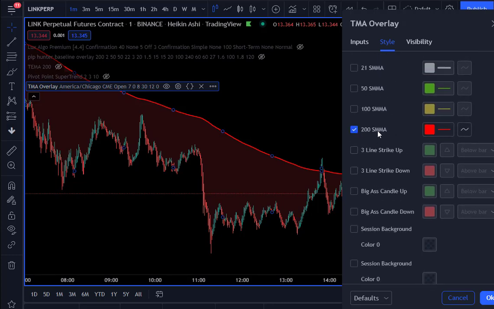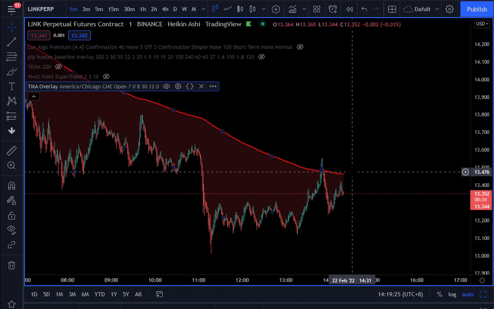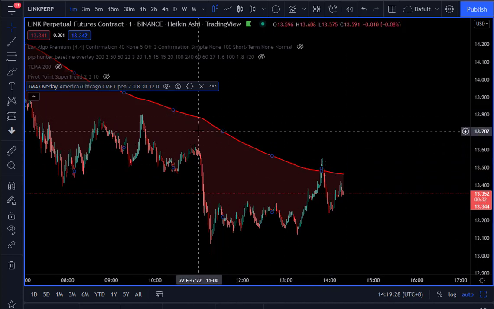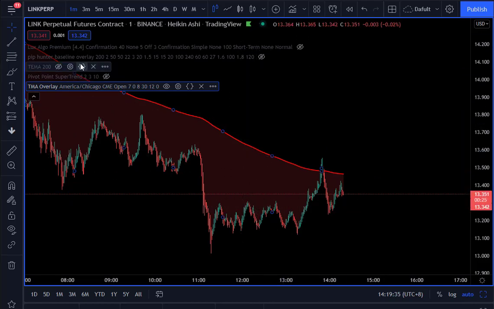and this 200 SMMA. So basically here shows the smoothed moving average at the 200 line, and anything below is considered a downtrend, anything above is considered an uptrend. So that's done, the first one.